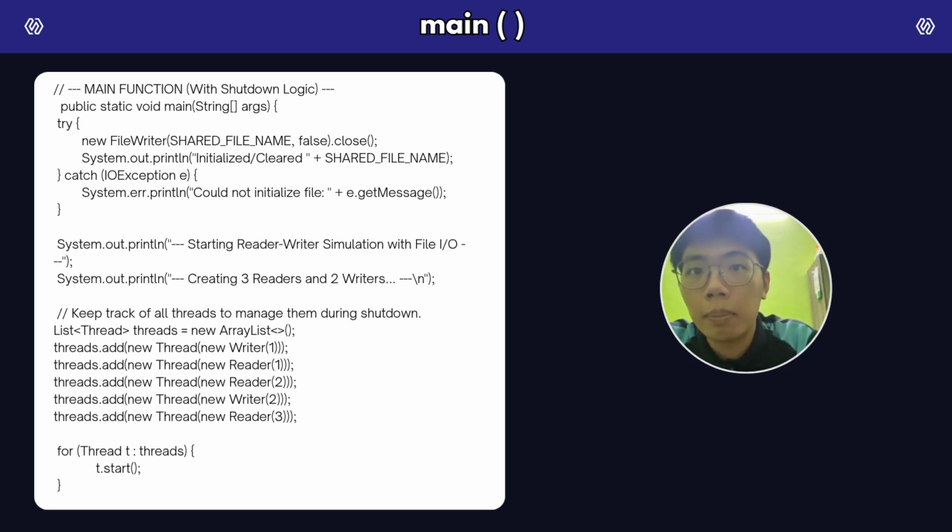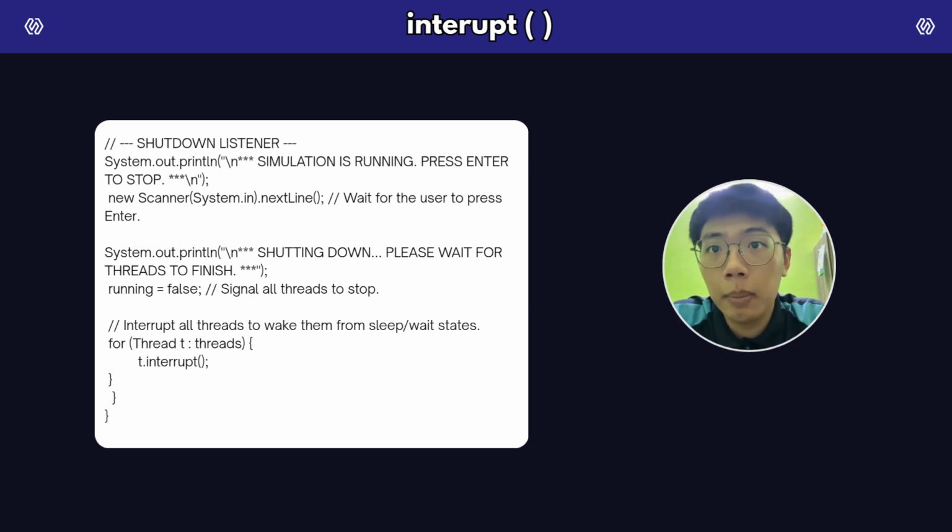I would like to highlight the part where it announces the creation of 3 reader threads and also 2 writer threads. These thread objects are created and stored in an array list. Finally, the program iterates through the list and calls the start method on each thread, which begins their concurrent execution. Next, after starting the threads, the main program waits for the user to press enter. Once enter is pressed, the shutdown sequence begins.